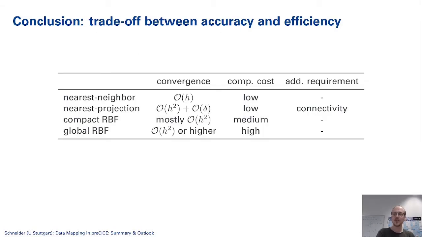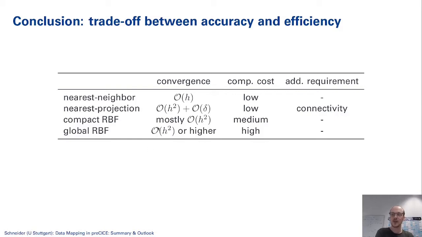So to summarize our results so far, we have our nearest neighbor mapping method with a first order accuracy and a low computational cost, and our nearest projection mapping with either second or first order convergence behavior and also a very low computational cost. But still, the user needs to define connectivity in order to apply this mapping.